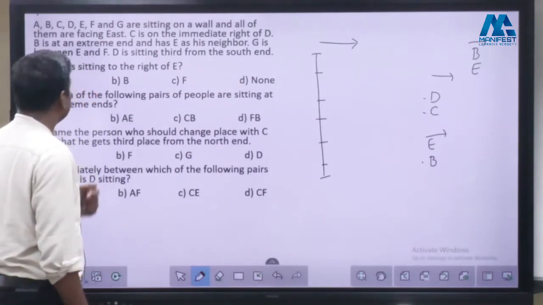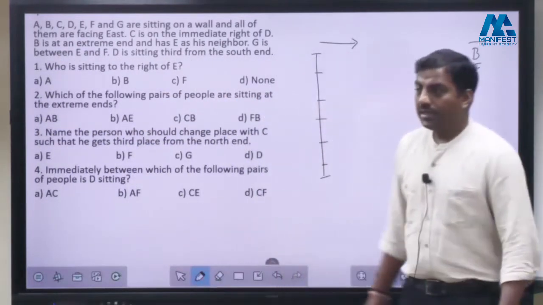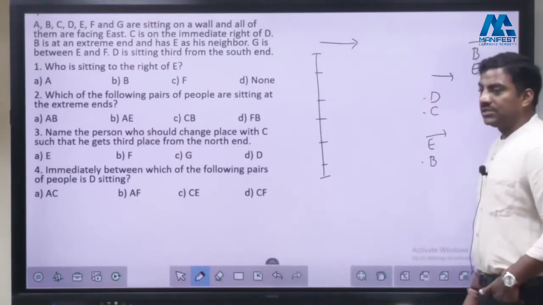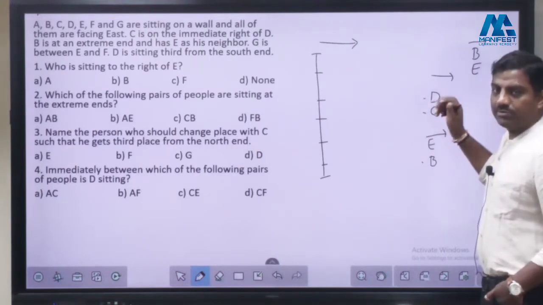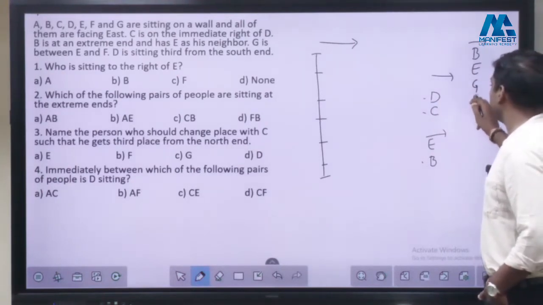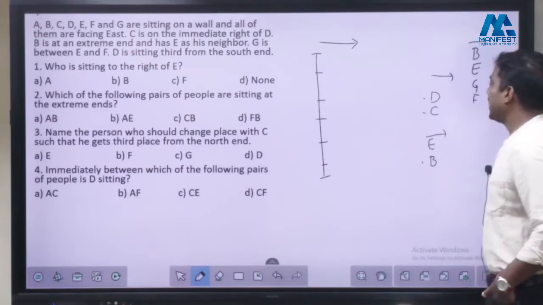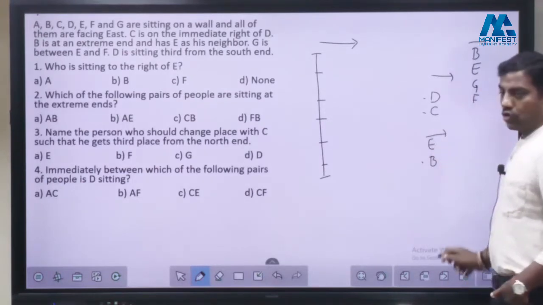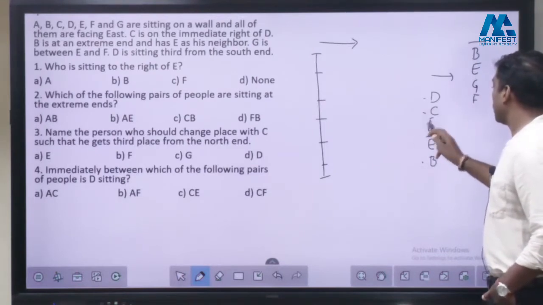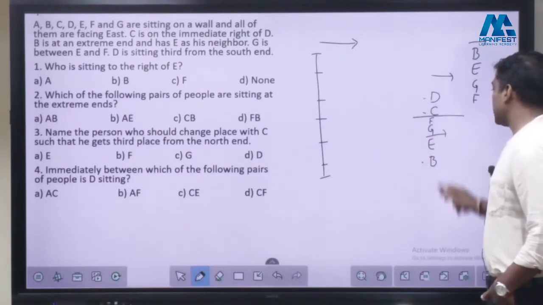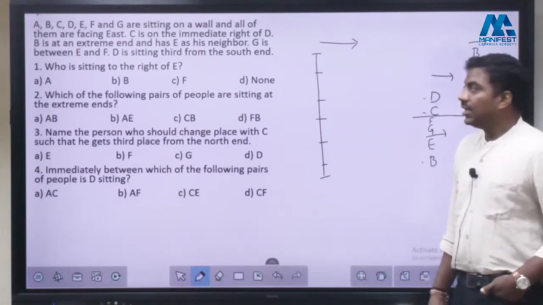Then G is between E and F. Yeah, now we are getting the clue. G is between E and F. What are the possibilities for E now? This one and this one. If this is true, G is between E and F, so can I write like this? Can I write like this? Okay, if this is true, so how do you write? You treat this separately. B, E, G, F, C, D is done. B, E, G, F, we have 2 options, okay. Let us go to the next sentence.